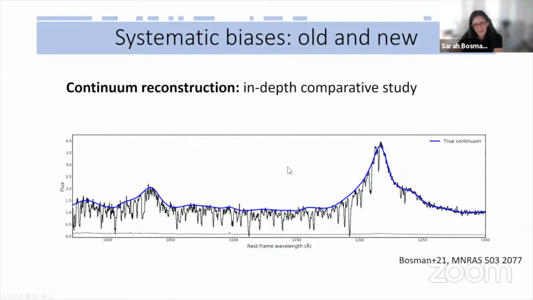One systematic I'd like to spend a minute on is this issue of continuum reconstruction. So this is a quasar at redshift 2, and its Lyman-alpha forest. And as you can see at redshift 2, you can kind of guess where the intrinsic continuum of the quasar is, just shown here in blue. But at high redshift, the Lyman-alpha forest is almost completely absorbed. So instead, we have to predict or reconstruct where this continuum is based on the features that we do see.